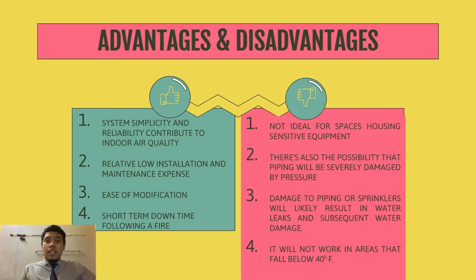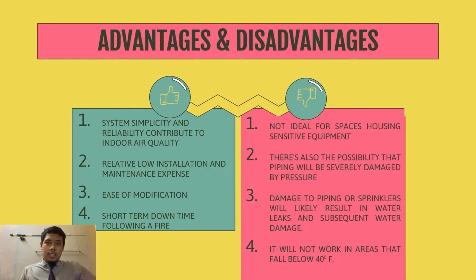The next advantage is relatively low installation and maintenance expense. Wet pipe sprinkler systems take the least amount of installation time and money due to their general simplicity. In comparison to other system types, less service time is often required, resulting in maintenance cost reductions. When maintenance budgets are tight, these savings become significant.